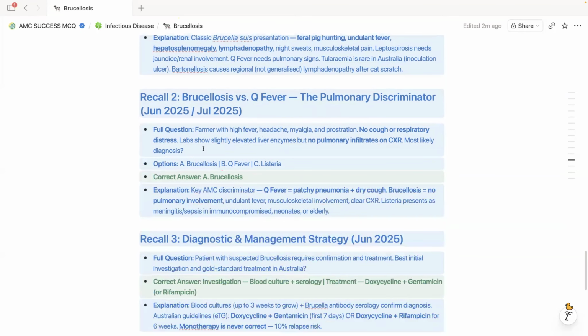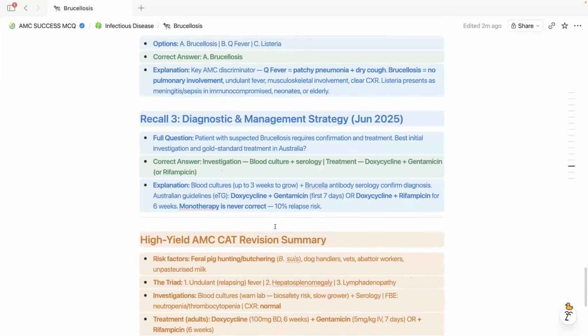This question again: a farmer with high fever, headache, nausea, and prostration, no cough or respiratory distress. Q fever is ruled out. Labs show elevated liver enzymes, no pulmonary infiltrate on chest X-ray. So it is brucellosis, straightforward.